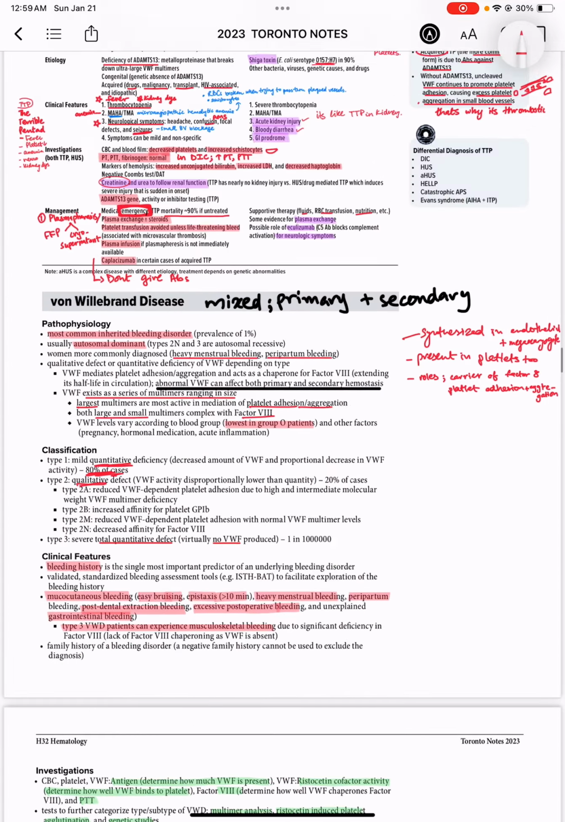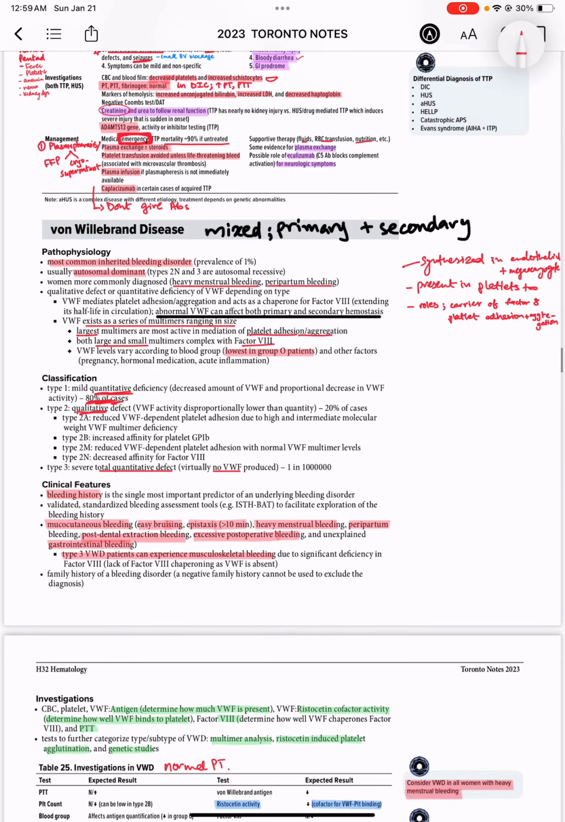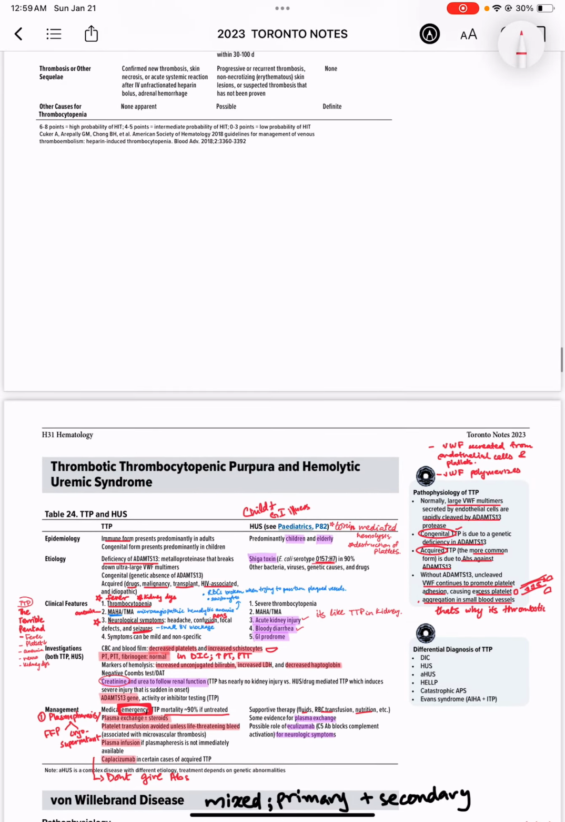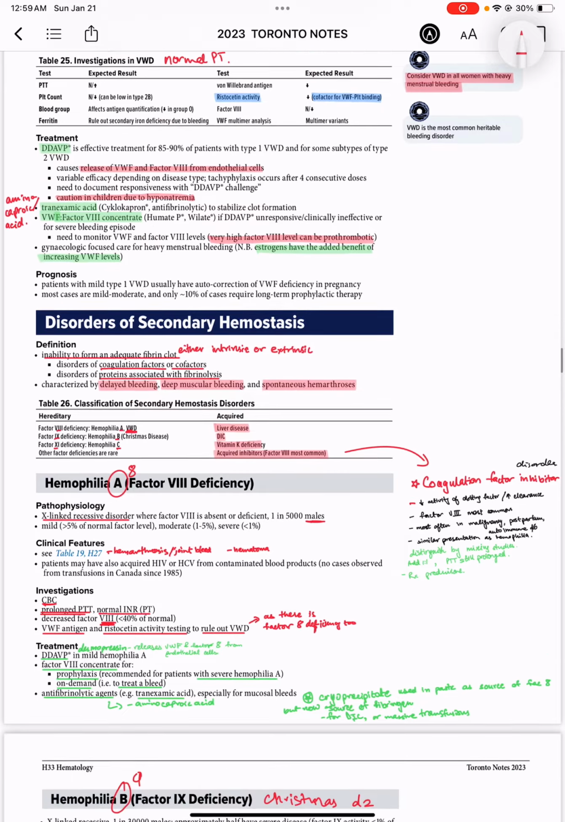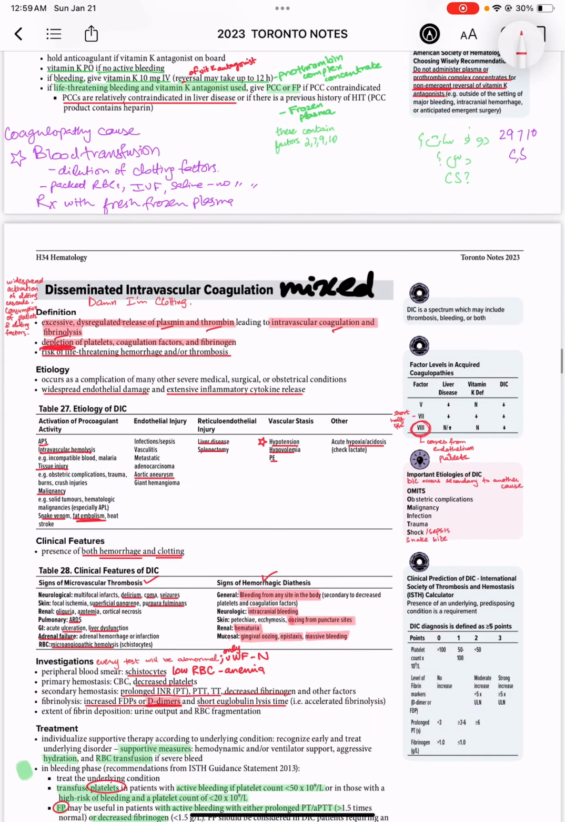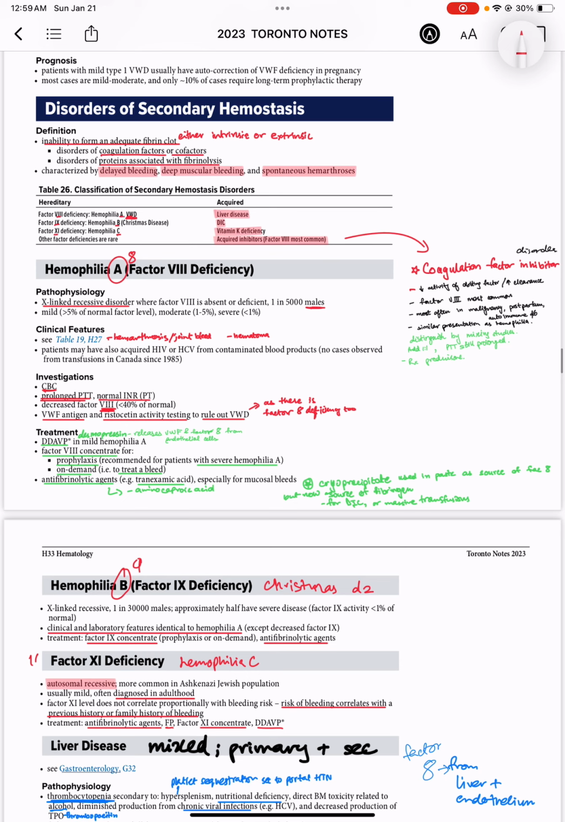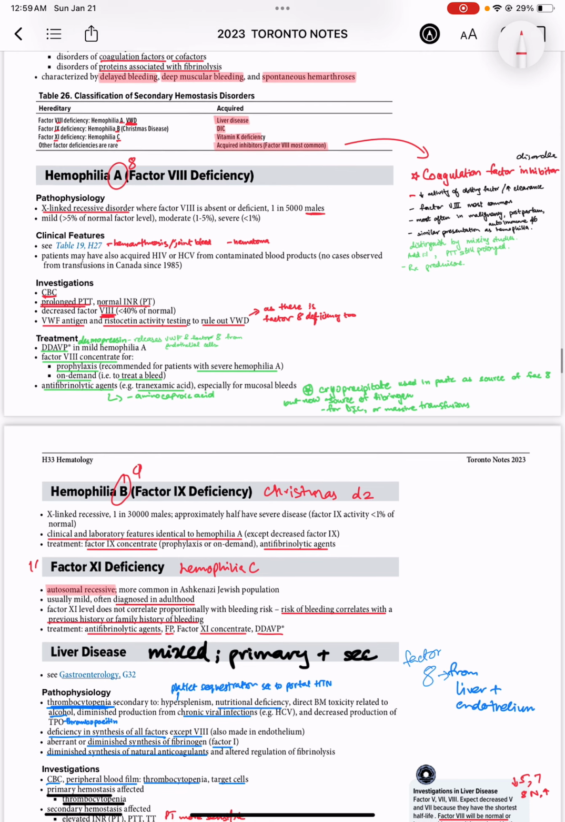Now I want to do DIC, and then I'll move further. So we have von Willebrand disease, which is mixed, primary and secondary both. And actually DIC, to which I'm going to move, is also mixed, primary and secondary hemostasis both. But the disorders which are specifically secondary hemostasis, specifically coagulation cascade associated, that would be hemophilia, because this is factor 8 deficiency, hemophilia A.